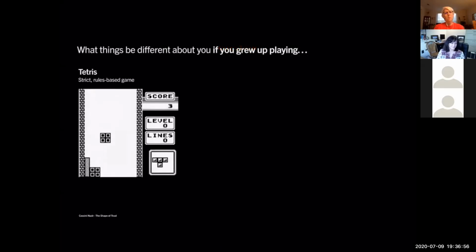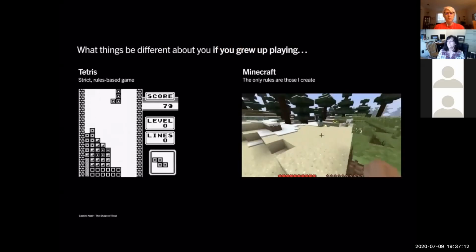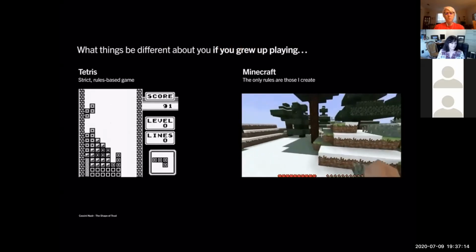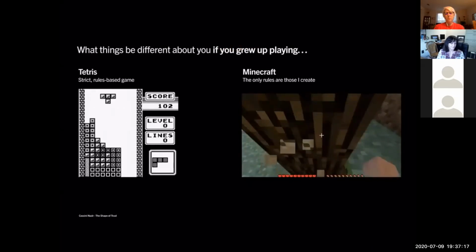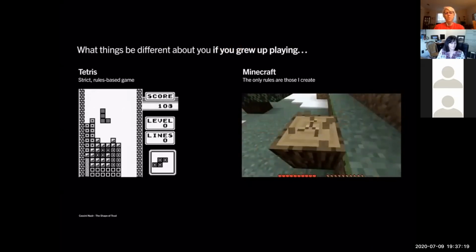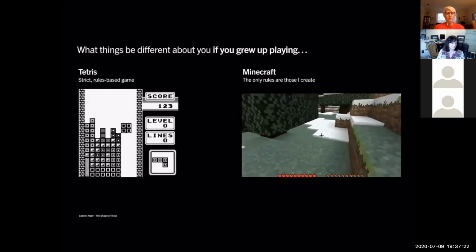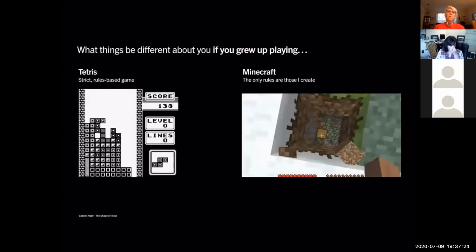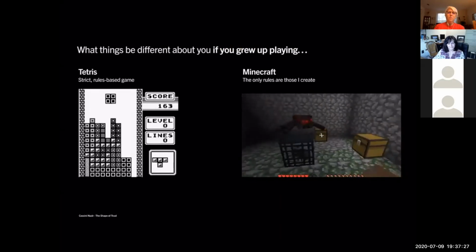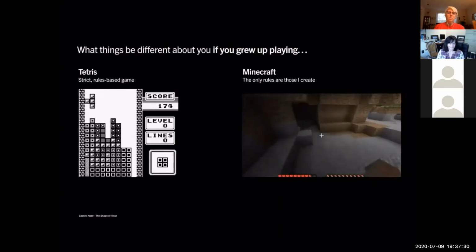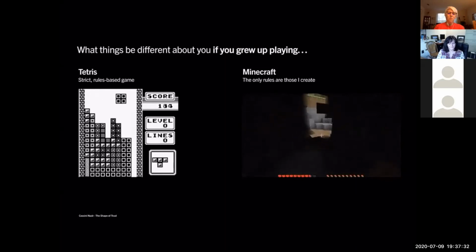Maybe some of you played Tetris as kids. I certainly did. And you'll remember that Tetris has very strict rules that don't change, but only get faster as you move forward. Minecraft, which some of your children may have grown up playing, is absolutely the opposite. The only rules are those that I create. There are no rules in Minecraft. What would be different about you if you grew up playing Minecraft instead of the games that you played? Might your view of trust be different?